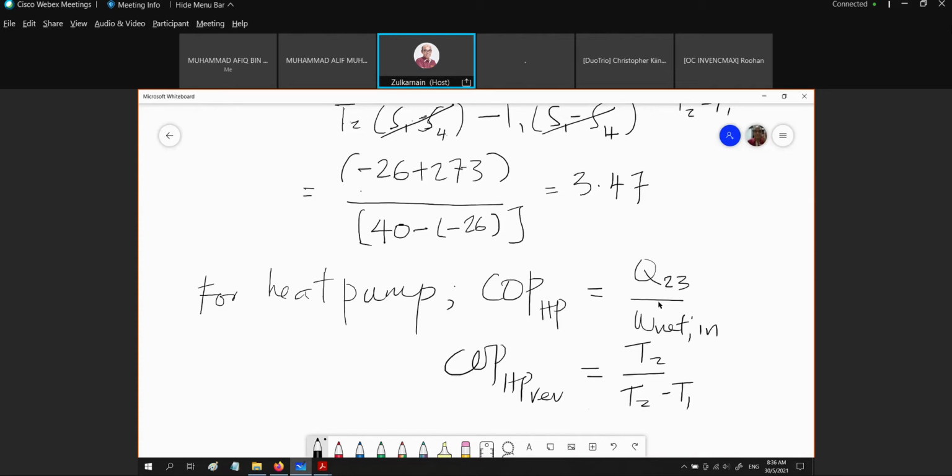Right. But as we know, everything that is based on the Carnot cycle is usually a theoretical cycle, which is the theoretical limit that we could have and can be used as a guide to design the actual system, which in this case, we are talking about refrigerator and heat pump.